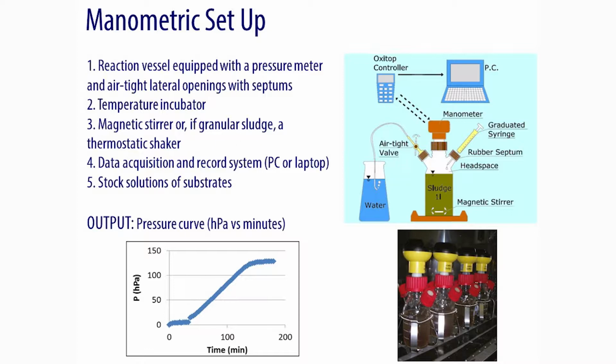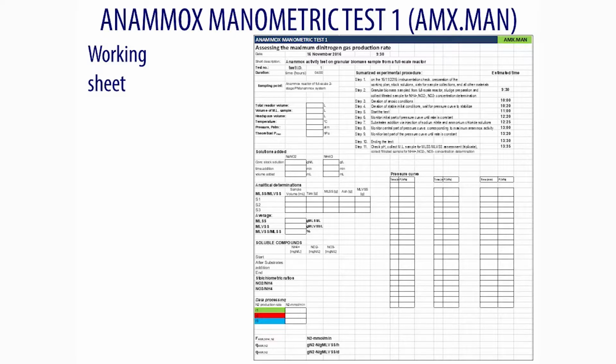A PC or laptop for data acquisition and record of the pressure readings is also useful. The main output of the test will be a pressure curve. The pressure curve will display the cumulative pressure in the headspace of the vessel as a function of time. This working sheet can be used as a guide and example to prepare and execute the manometric test.